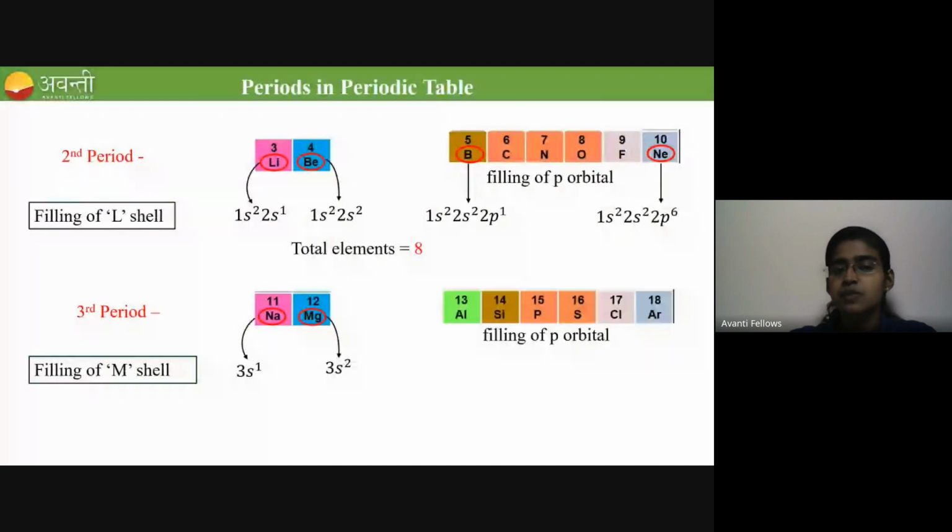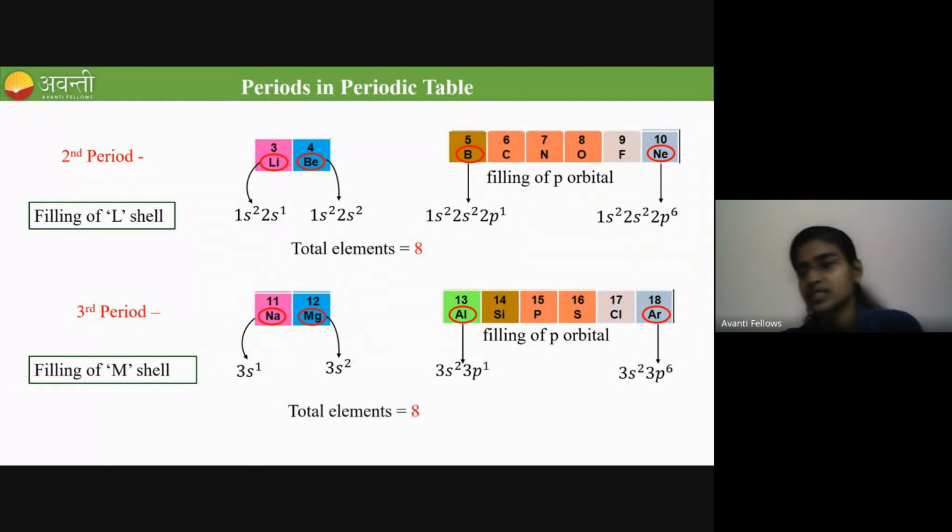And from aluminium till argon, the filling of the p orbital takes place. The configuration of aluminium is 3s2, 3p1, and the outer electronic configuration of argon is 3s2, 3p6. So from 1 till 6, the p orbital is getting filled. In this period also, we have 8 elements in total. Got it? Shall I move on to the next slide?